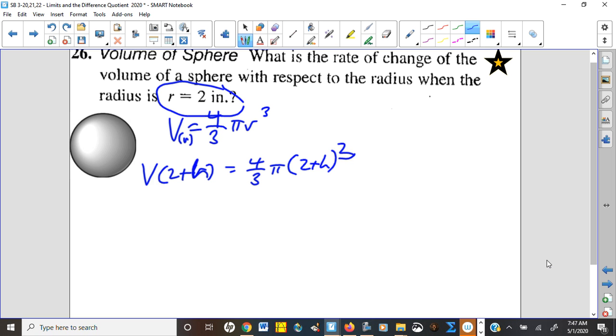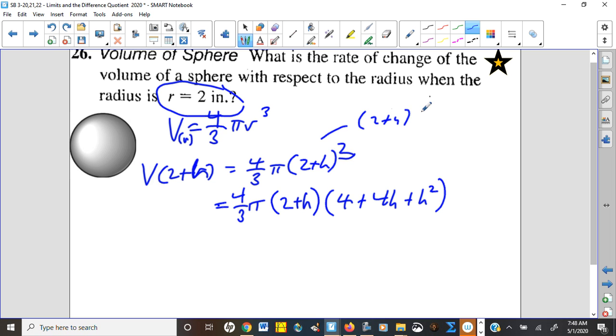So let me walk you through the process of cubing. I would totally ignore the 4/3 pi. That's really nothing that you need to worry about. I usually just do it by pieces. So I know that 2 plus h cubed is 2 plus h times 2 plus h times 2 plus h. And I know how to square binomials really easily. 2 times 2 is 4, 2h plus 2h is 4h, h to the second is h squared. So what I did is I broke it into 2 plus h times 2 plus h squared, which is 2 plus h cubed.